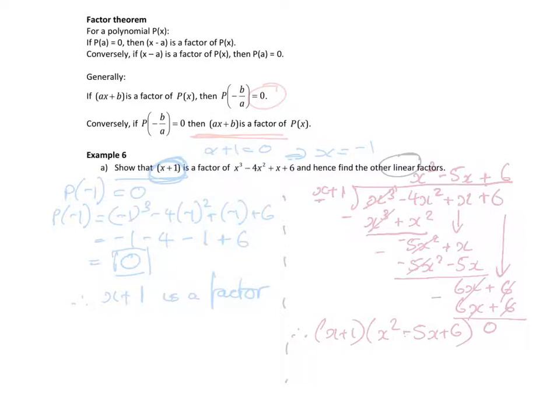fairly simple factorisation. If you have a look at that and use your cross-bridge method, factors of 6, which give you minus 5, would be minus 3 and minus 2. So x plus 1, x minus 3, x minus 2 are your linear factors for that cubic. So there was quite a bit of work involved there, but not particularly difficult. It's just putting a lot of stuff together that we've done so far.